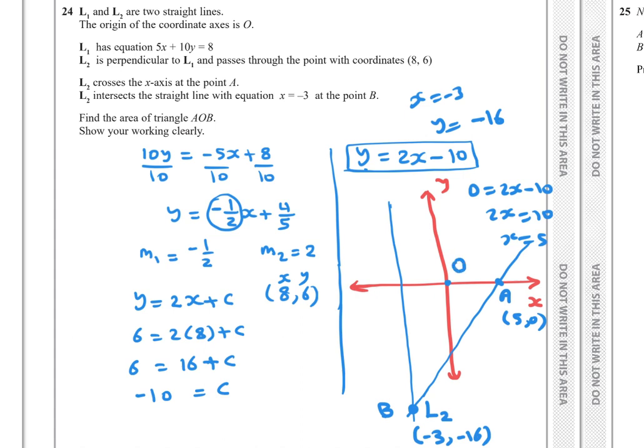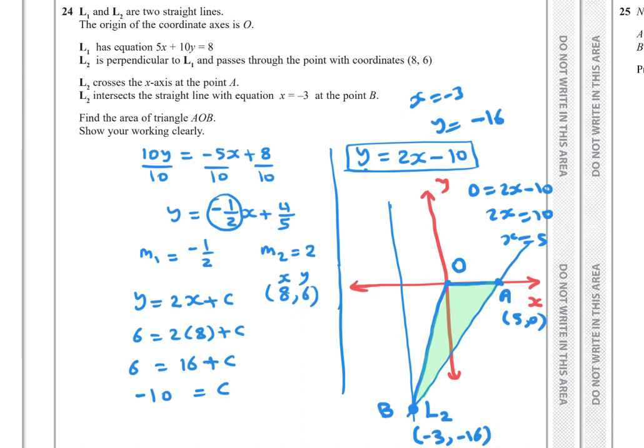We need to find the area of triangle AOB. So join AOB. For this triangle, we have the base and we can find the height, so we can find the area for this triangle. The area equals half times base times height.